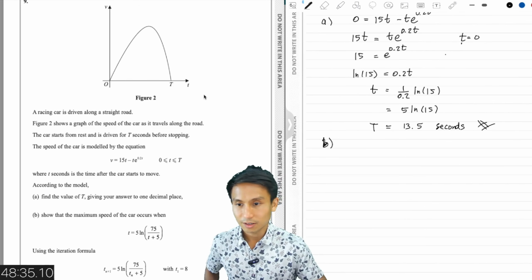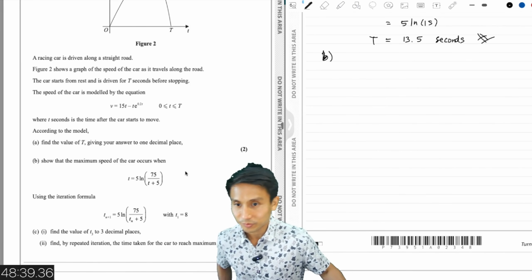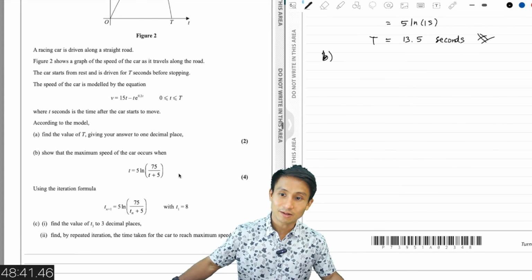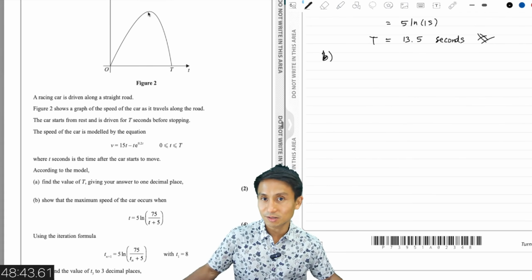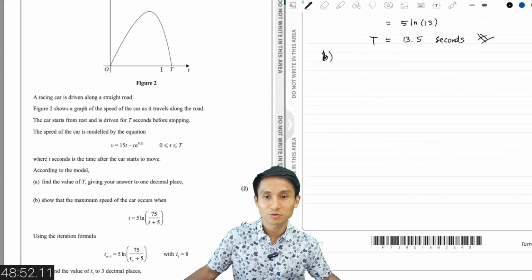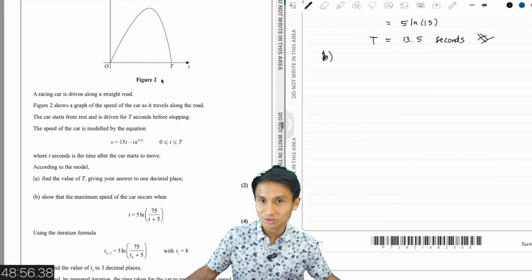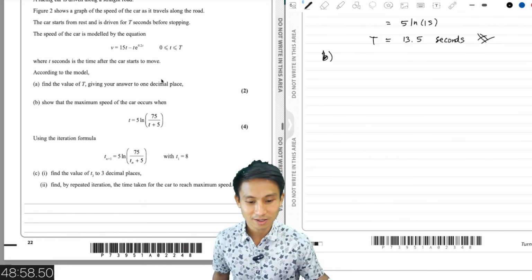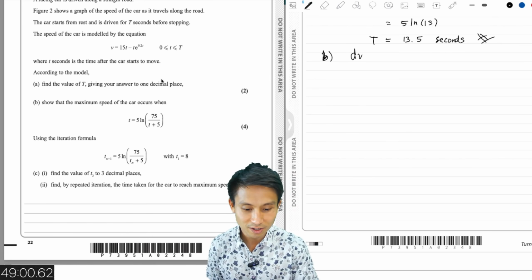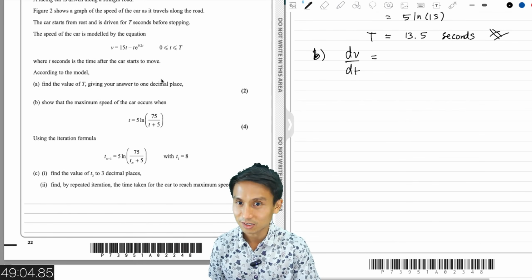Easy. Part B, show that the maximum speed of the car occurs when t equals that. Maximum speed is a turning point here. Because this is not quadratic, if it was quadratic, we would just do the midpoint between 0 and capital T. But this is not a quadratic function, so we need to differentiate anyway. So let's differentiate dv by dt. Well, that would become acceleration, physically speaking, but anyway, this is math.